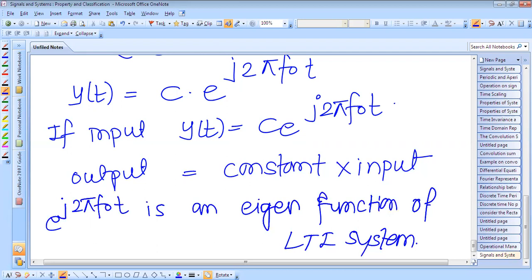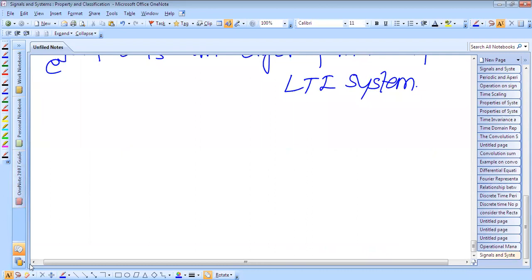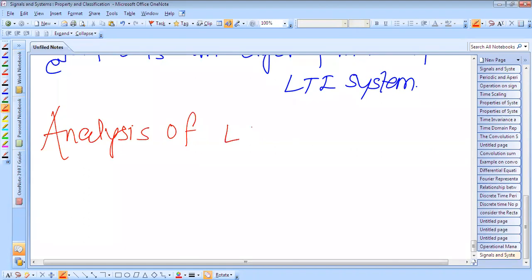So, analysis of the linear time invariant system. Impulse response.